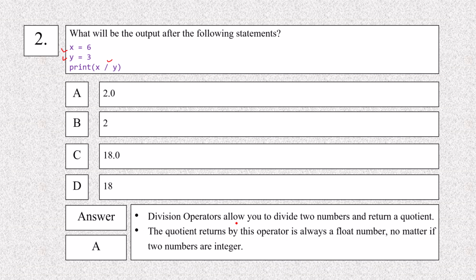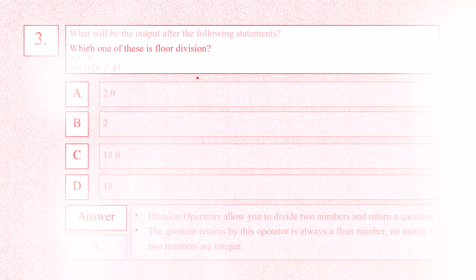Division operators allow you to divide two numbers and return a quotient, and the quotient returned by this operator is always a float number, no matter if two numbers are integer. So that is why the correct answer will be option A. Now I'll go to the next question.